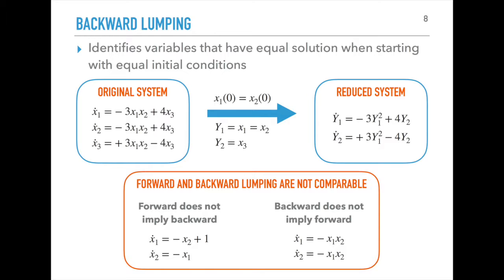And here is a backward that is not implying forward. Of course, if you start with the same initial conditions, those solutions will be the same. But it is not forward because you cannot write the product in terms of the sums of x1 and x2. Okay? Right. Okay, thank you.